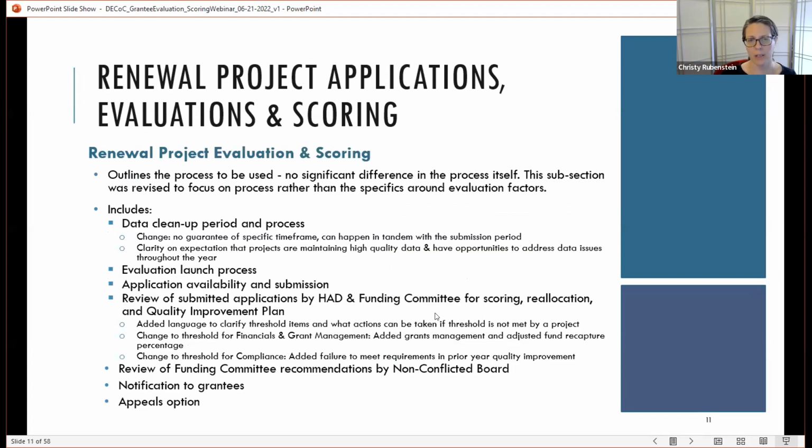The next step in the process is really the actual evaluation and scoring. Again, there's a section here, now its own section, which talks about what this process is going to look like. It includes a discussion of the data cleanup period, the evaluation launch process, how the application will be made available to you, requirements for submission, a preliminary review of the submitted applications by HAD, and then everything goes to the funding committee for scoring, reallocation, and quality improvement plan decisions.